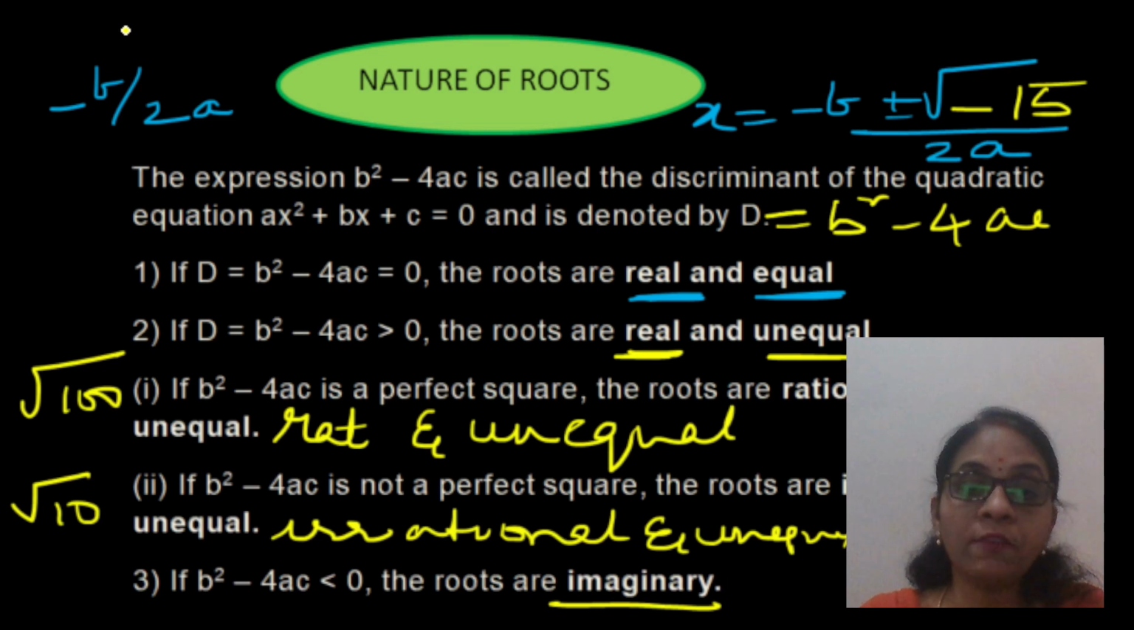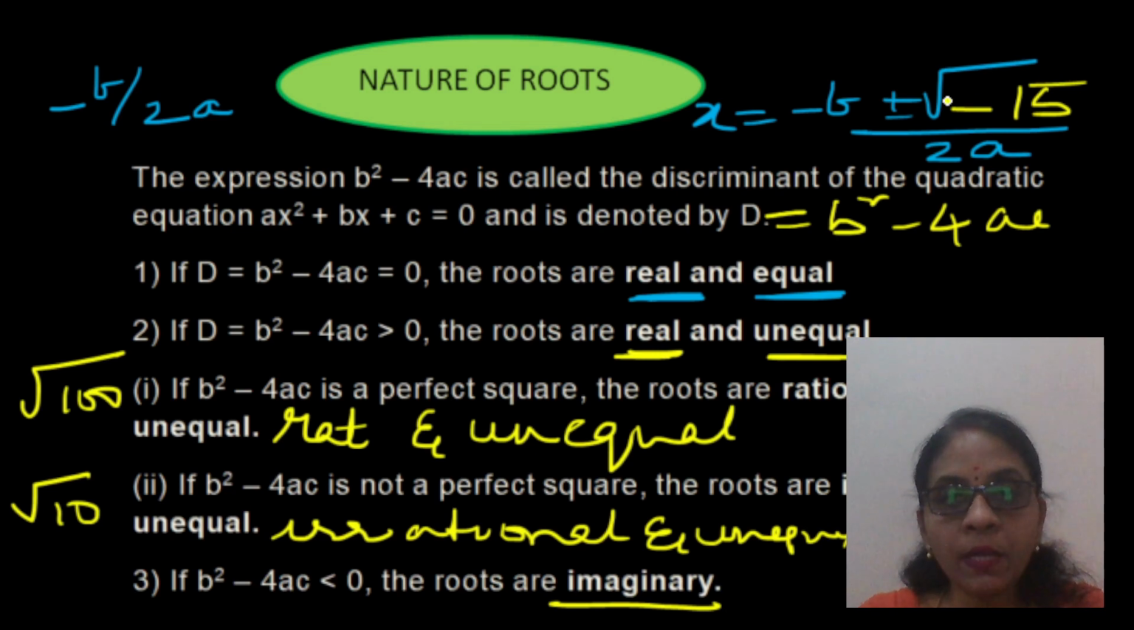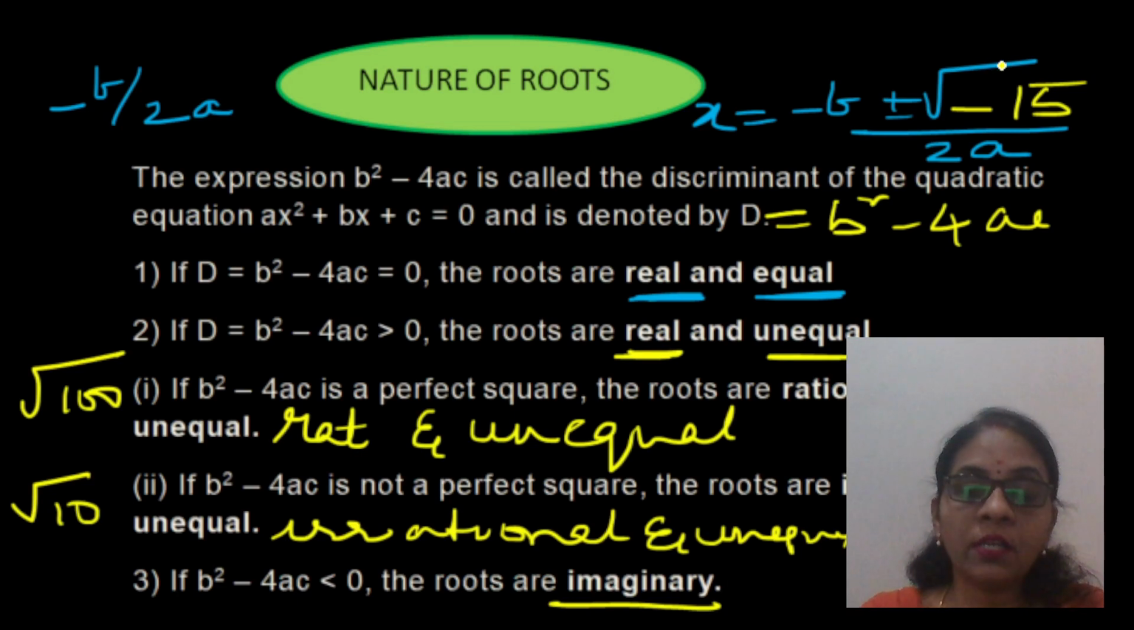And the last one is if b square minus 4ac is less than 0, the roots are imaginary roots. Why? Because we cannot find the square root of a negative number. For this level, for standard 10, complex numbers are not there. So you can just mention imaginary roots because negative square root value we cannot find. So that's the theory part. These are the rules of nature of roots.